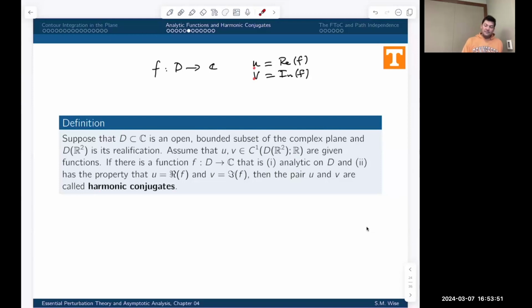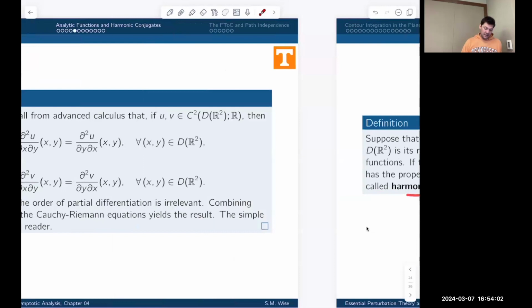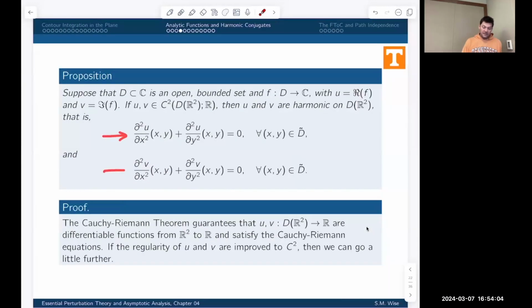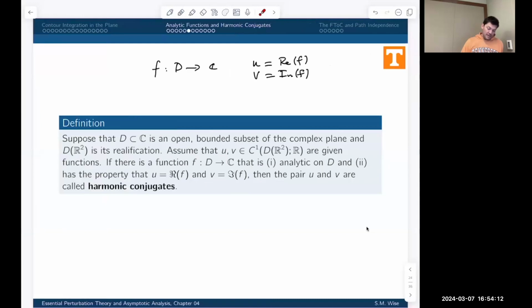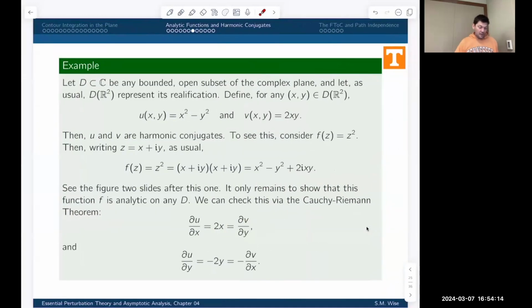U and V are sometimes called conjugates, I'm not sure for what reason, but U and V are called the conjugates of F. And if they're smooth enough, then they're called harmonic conjugates because they satisfy these equations. This is what it means for a function in R2 to be harmonic. Okay, so harmonic conjugates. All right, let's do an example. We've done enough babbling without any computation, so let's do some computations.